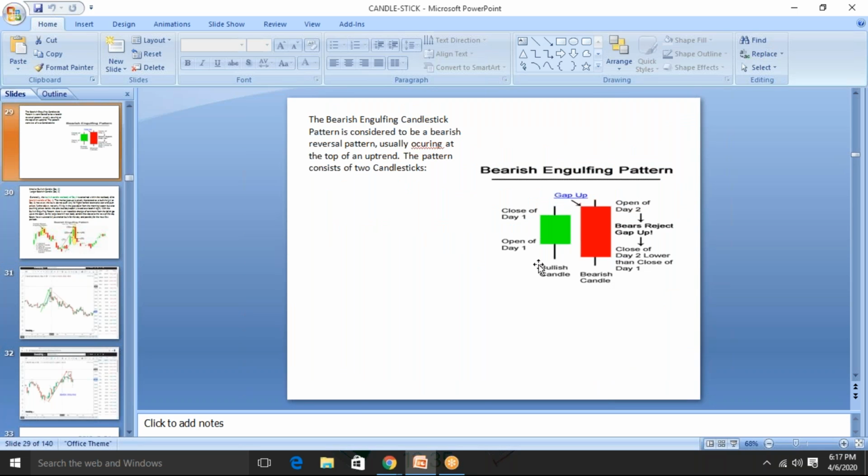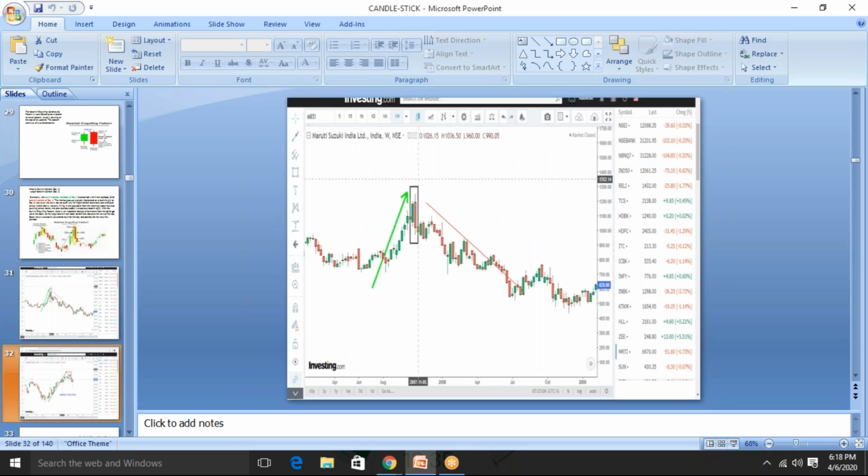For the psychology part, you can see here. This is the same thing explained in the language of psychology. It is clearly saying previous day close, and next day what happens? Bear rejection of gap up: a gap up happened the next day, but bears rejected the prices. And the next day it is able to close below this candle, which means bears are powerful. This is the psychology behind the bearish engulfing pattern. This is totally rejected by bears. Simple meaning. Move to the next part.